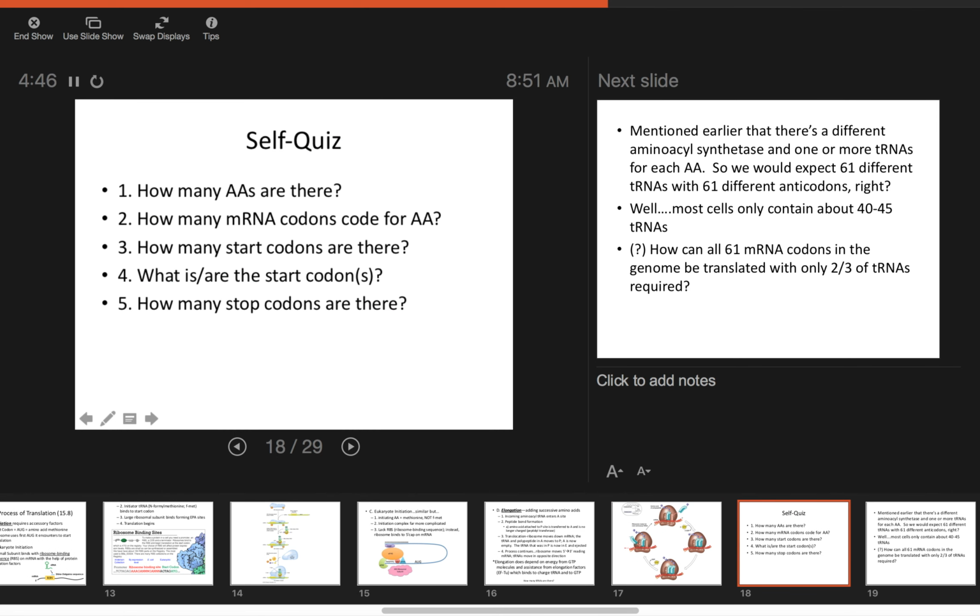Okay, self-quiz. I know I've said this before, but how many amino acids are there? 20. Why do I always say 4? Because that's the nucleotides. How many mRNA codons code for amino acids? Is it 64? No, it's 61. So how many start codons are there? One. AUG. So that's the start codon AUG. How many stop codons are there? 3. Okay.